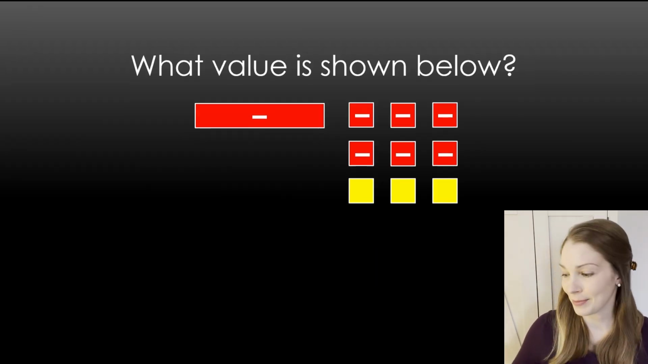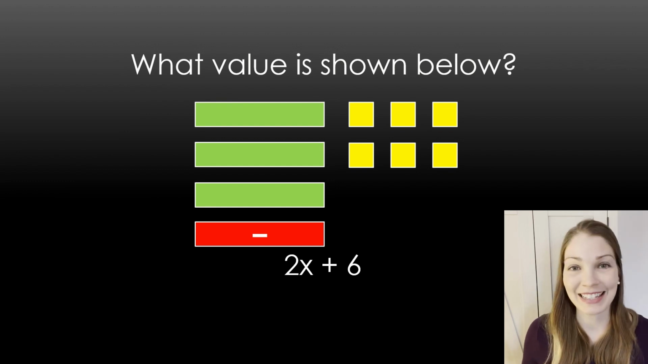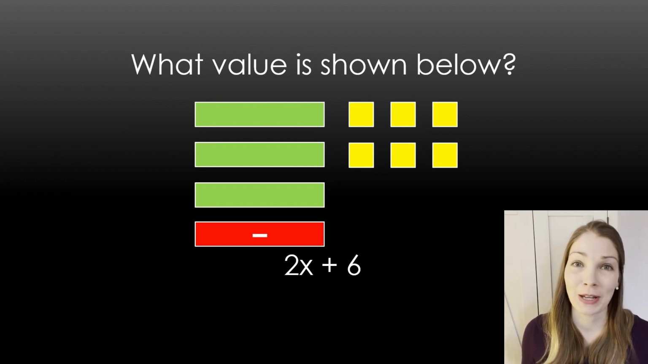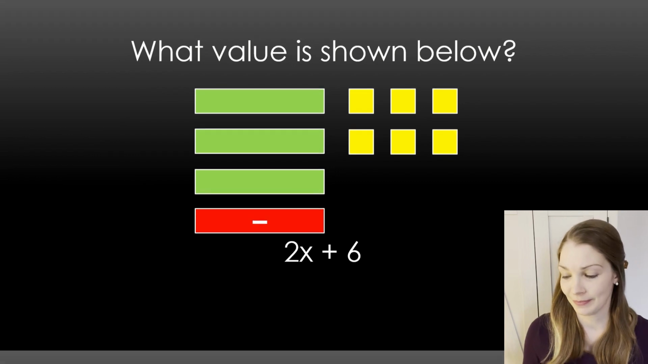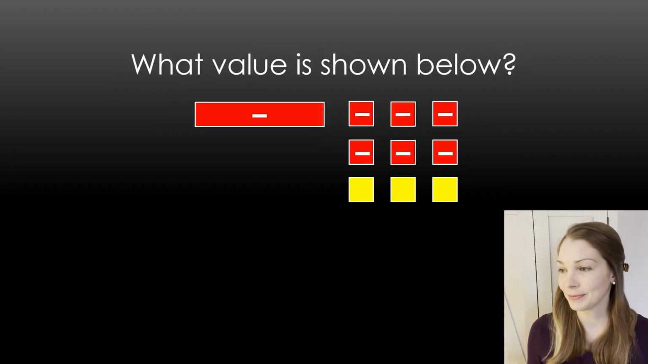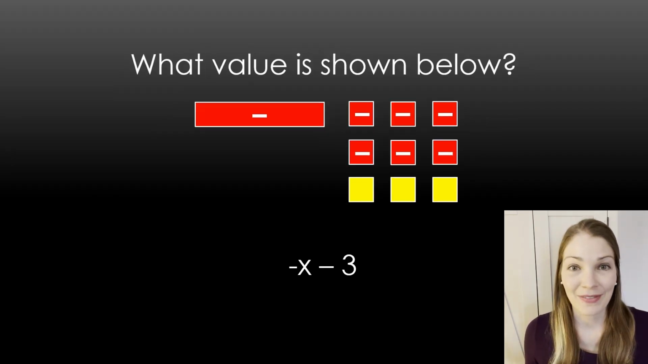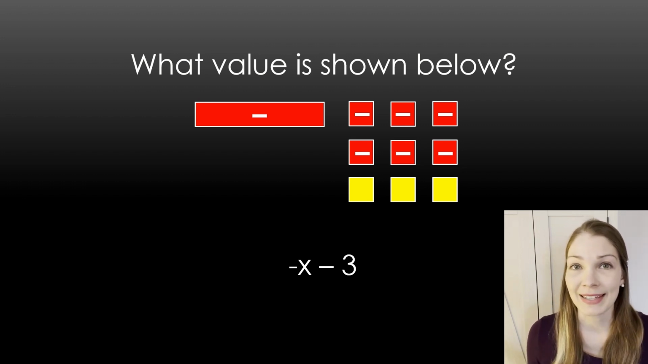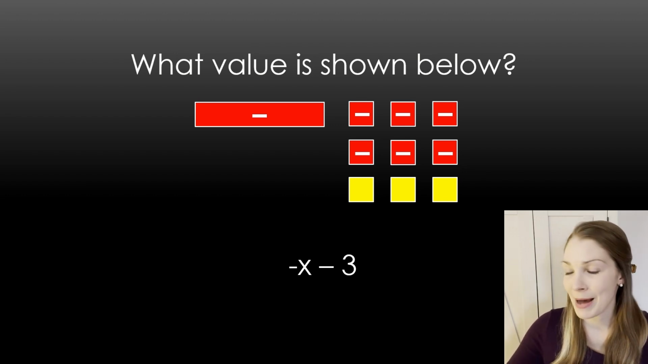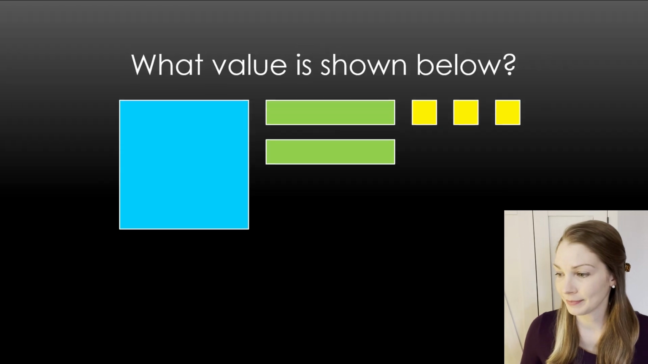Here we have 2x plus 6, because we want to be sure we're paying attention to what's positive and what's negative. And then we can try this one out. Here we have a negative x minus 3. If we look at what's positive and what's negative, we can see how like terms can combine, but we cannot combine the x's and the units.